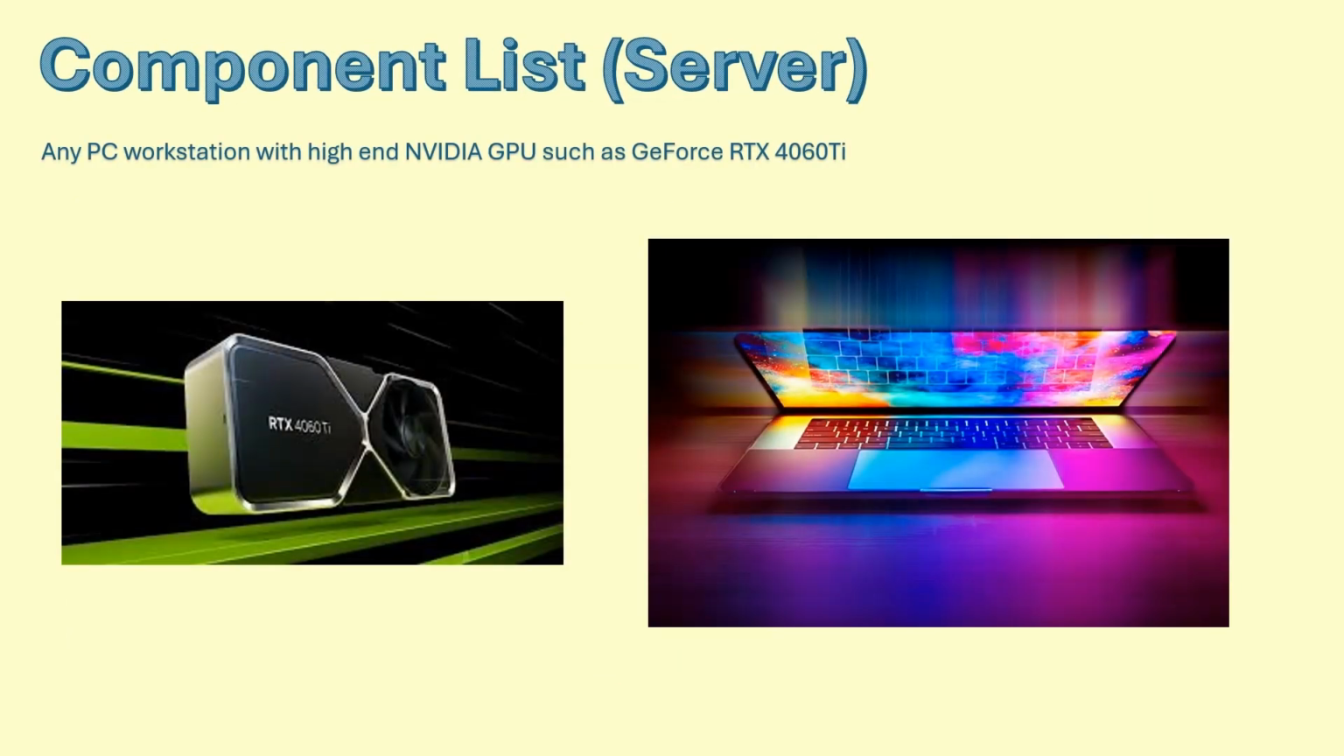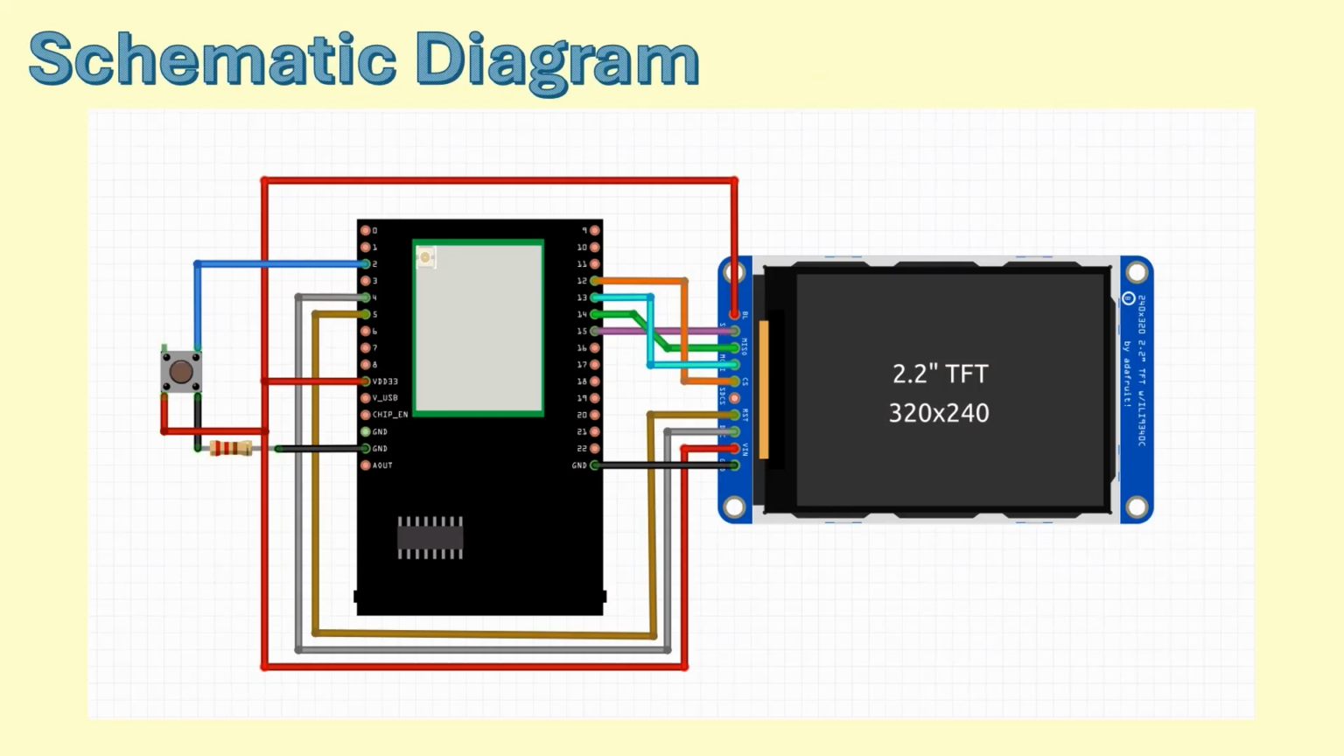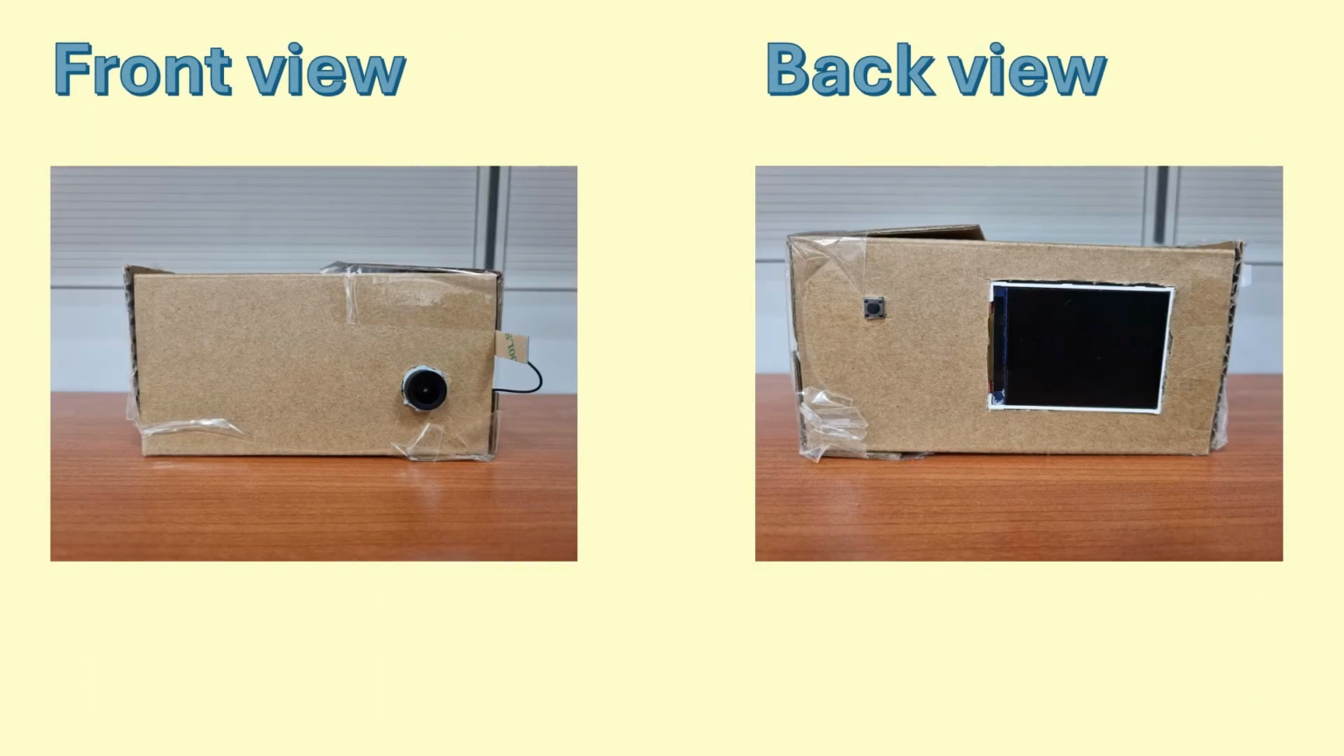For the server side, you will need any workstation with any high-end GPU. For the hardware setup on the client side, you may refer to the schematic diagram for more information. This is the front view and back view of the prototype that is used for the actual demo of harnessing VLM capabilities with AMB82 Mini.